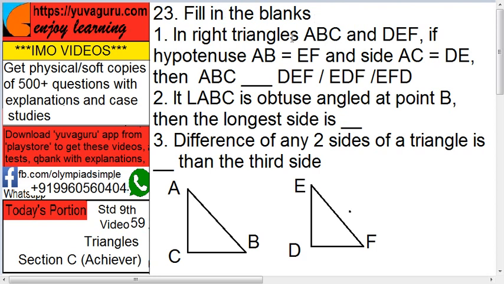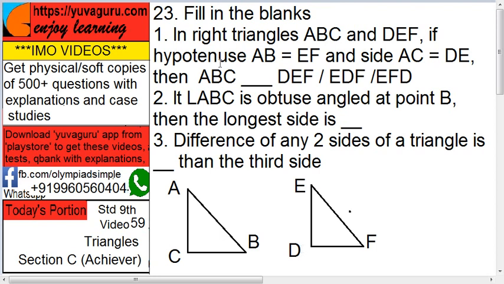In right triangles ABC and DEF, if hypotenuse AB equals EF and side AC equals DE, then ABC is congruent to what? DEF or EDF or EFD. So here it's like this. What they want is exactly where the right angle is. AB is what? Hypotenuse. This EF is hypotenuse. So C will be at right angle and D will be at right angle.